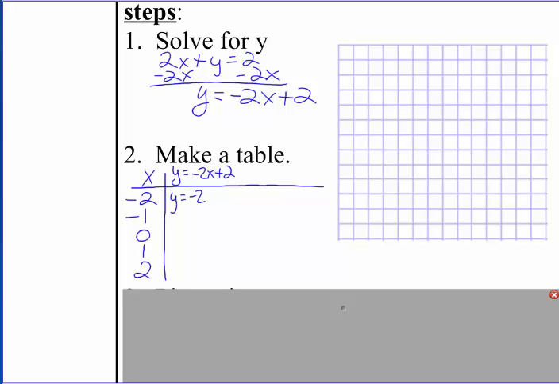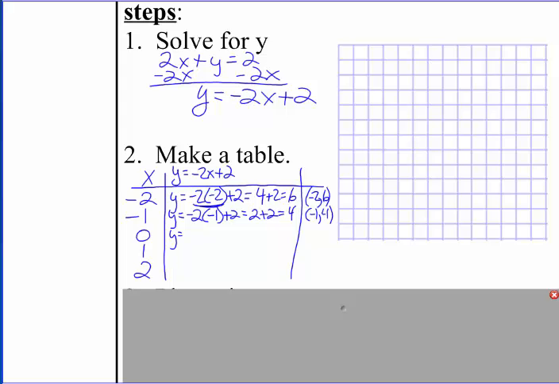So y equals -2 times -2 plus 2. As we simplify that, -2 times -2 is +4, plus 2, which is 6. So that's the point -2, 6. Next is the -1. So -2 times -1 plus 2. That's 2 plus 2, which is 4. So my ordered pair is -1, 4.